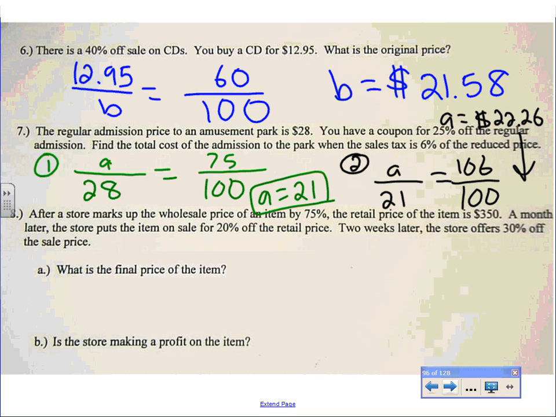So if they say of the reduced price or of the sale price, you have to do it in 2 steps. I got these from a harder worksheet from your book, so we didn't do one like this in class, but it's a challenge. It's good practice. So if it says of the reduced price, you must do it in 2 steps. Evan.